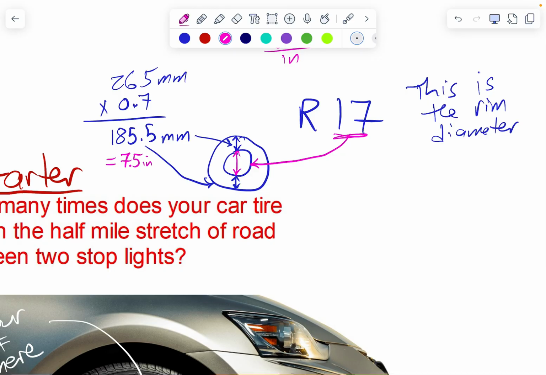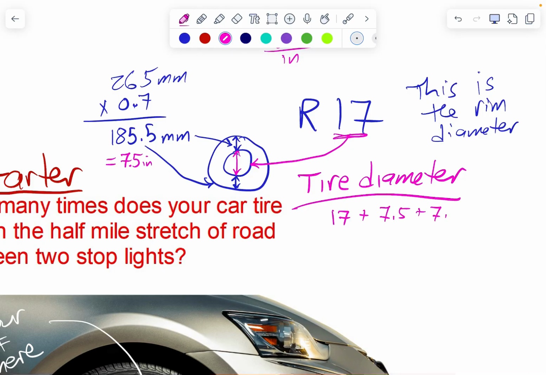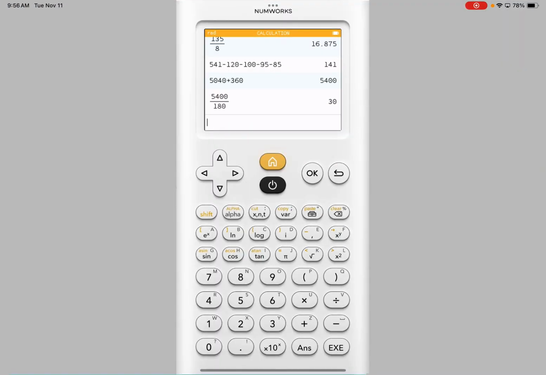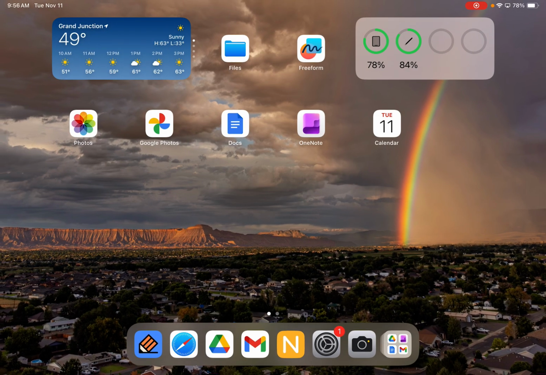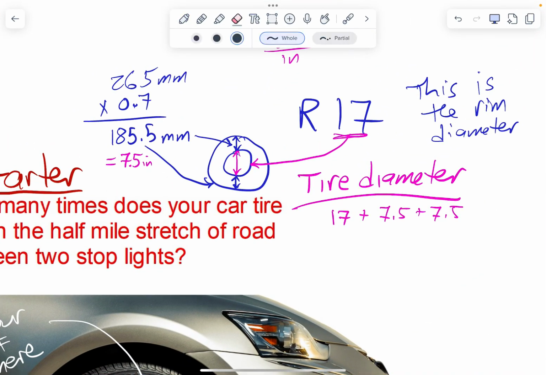Like 1 on each side of the tire, I mean. So our tire diameter is 17 plus 7.5 plus 7.5. That seems a little high. Are you sure that's right? 185.5 divided by 25.4. What the heck, calculator? 7.3. We're doing 7.3.